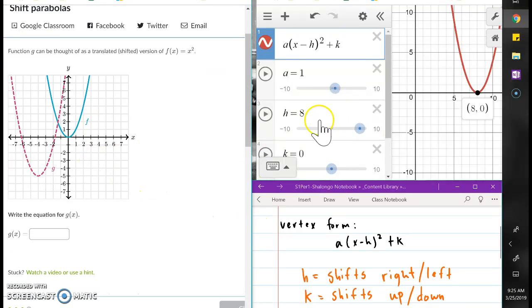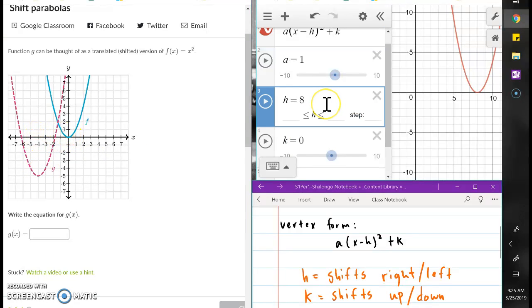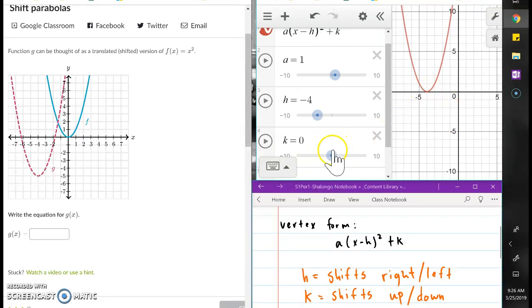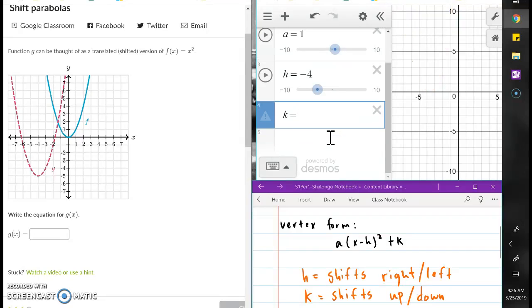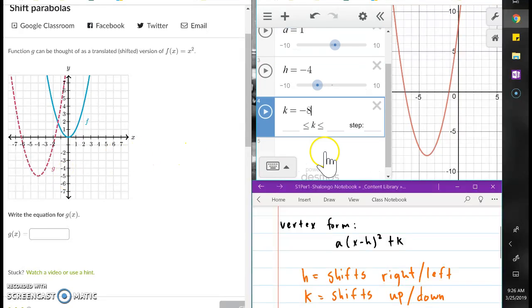Last one. We have to shift to the left by 4 units and down by 5 units. So to the left would be negative 4. There we go. Now we got it to the left, and then we need to go down units, so we need to adjust K. Negative 8. Perfect. Make sure the vertex is the same. Negative 4, negative 8. Now, sorry, negative 4, negative 5.